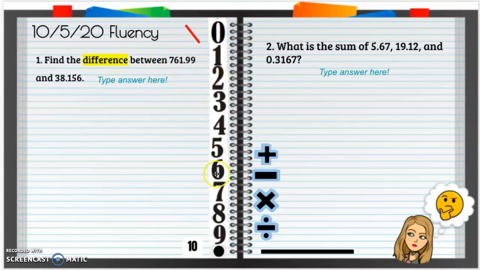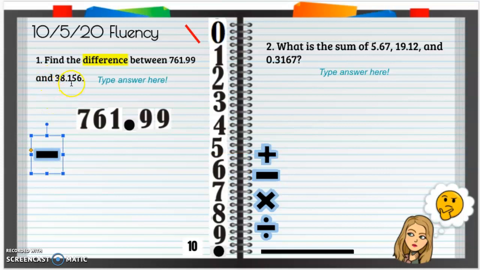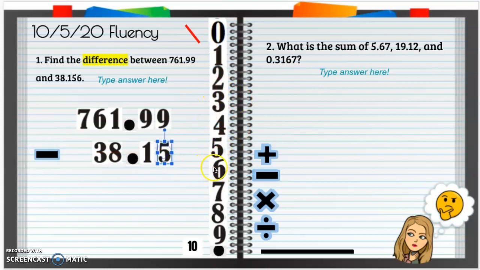So what are we doing when we add or subtract with decimals? Line them up, line them up. So we're going to line up our decimals. 761 and 99 hundredths. And then we're going to have the difference, or subtract, 38 and 156 thousandths. So remember, line them up. So we have 38 and 156 thousandths. 1 and a 5 and a 6.